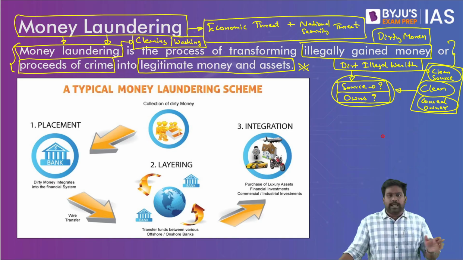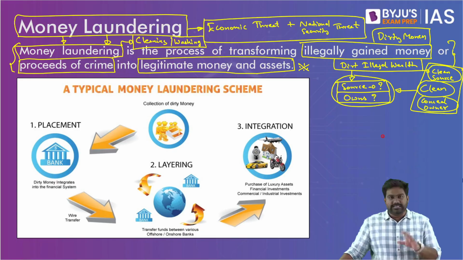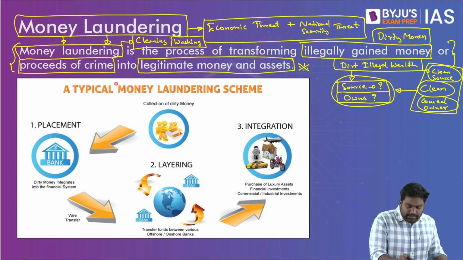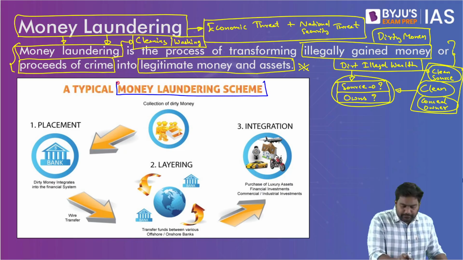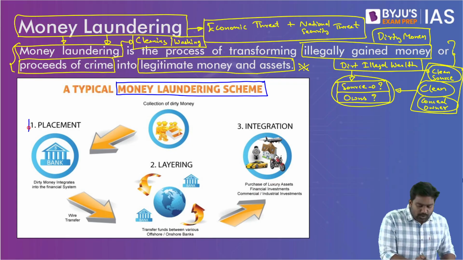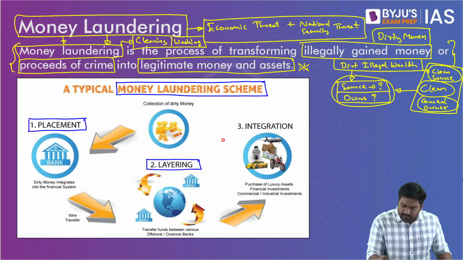We understood what happens, but let's see how it is actually done. What are the processes involved? Let's get a basic idea. There are 3 steps involved in any money laundering scandal. 3 basic steps. You have placement, layering, integration.